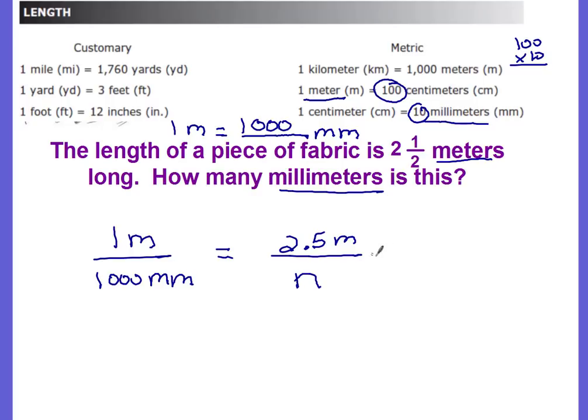Okay, let's find our scale factor. We're going from top to bottom again, from 1 to 1,000. So we multiply by 1,000. Use the same scale factor on this side of the proportion.